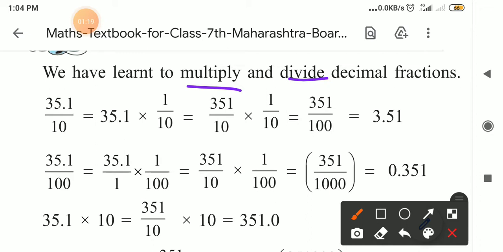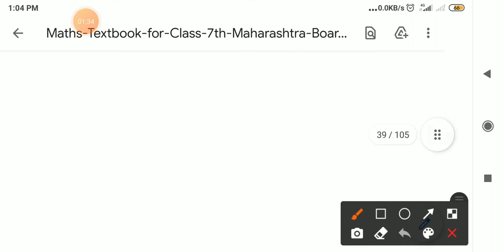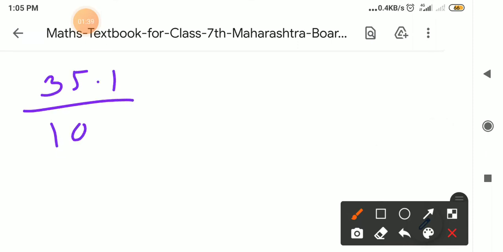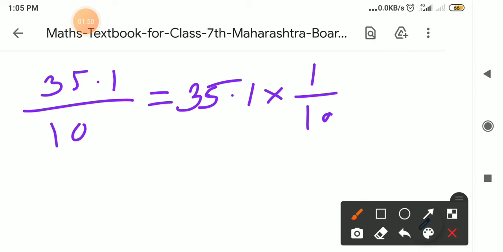First of all, here one number is given: 35.1 divided by 10. How are we solving this? 35.1 upon 10, right? First of all we will see it in detail. 35.1 divided by 10 means we can write it as 35.1 into 1 by 10.